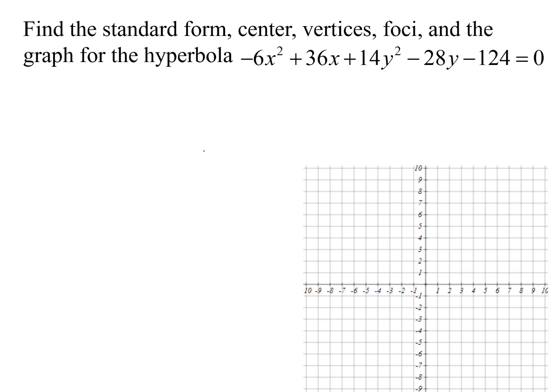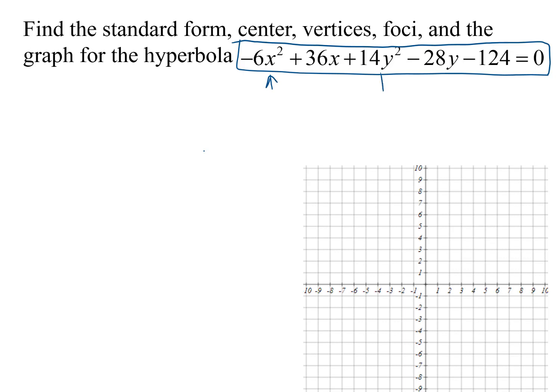We want to find the standard form as well as all this other information about this hyperbola. I recognize it's a hyperbola because it's got an x squared term that's negative and a y squared term that's positive. So we know this is going to be a hyperbola with a transverse axis parallel to the y-axis, since the y squared term is positive. But we need to get it in standard form.